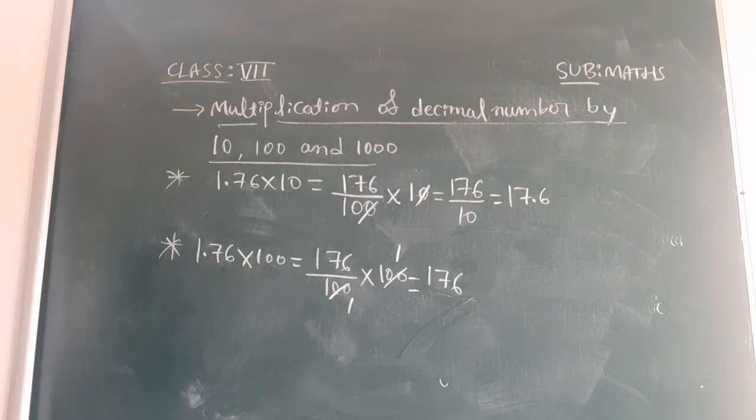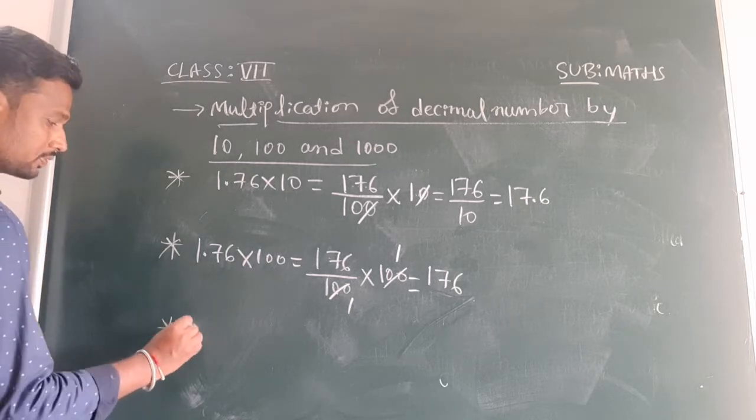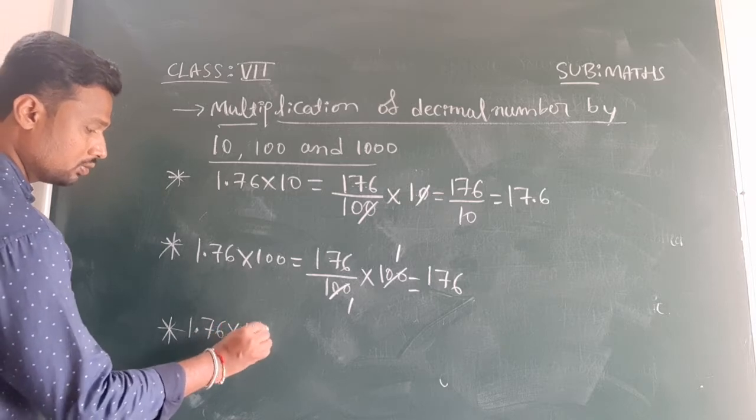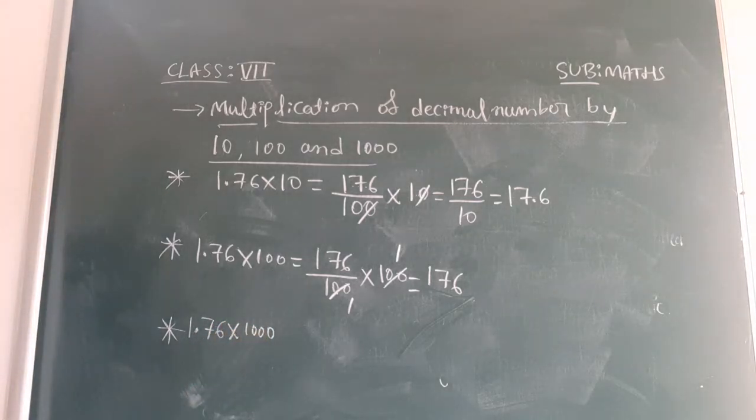Okay, one more example they have given here, that is 1.76 into 1000. So how we can multiply here?